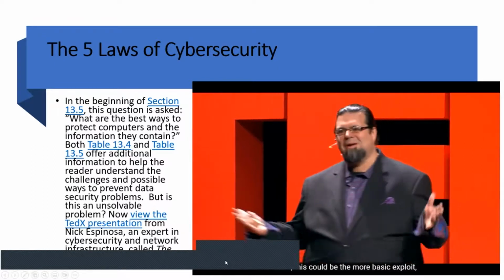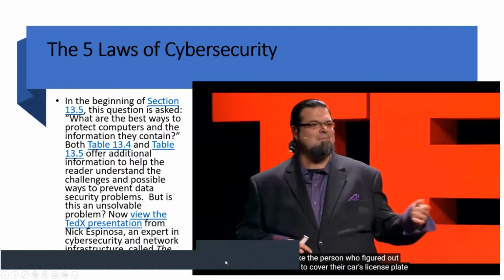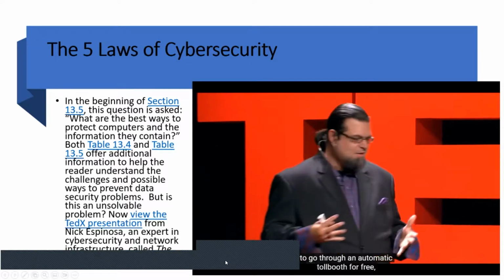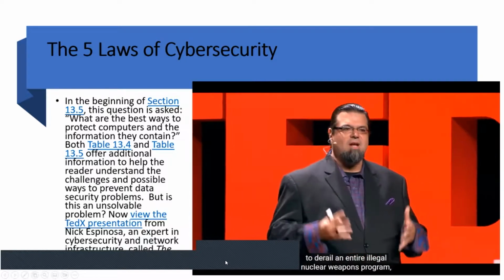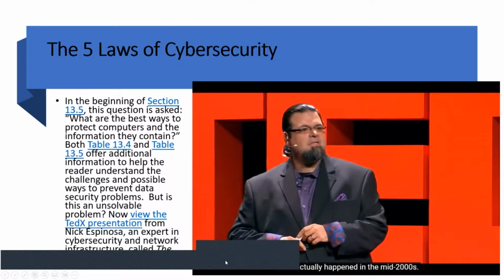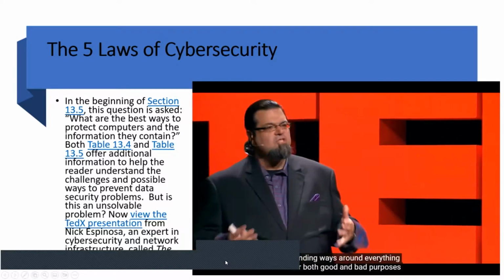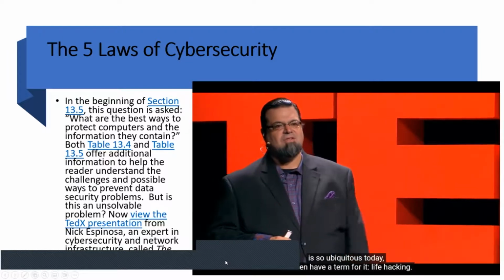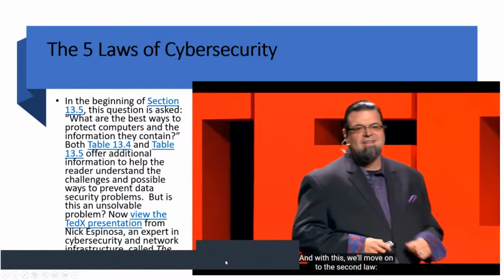Now this could be the more basic exploit, like the person who figured out how to cover their car's license plate to go through an automatic toll booth for free. Or this could be the more obscure, such as infecting a complex computer network to derail an entire illegal nuclear weapons program, which actually happened in the mid-2000s. Finding ways around everything for both good and bad purposes is so ubiquitous today, we even have a term for it, life hacking. And with this, we'll move on to the second law.